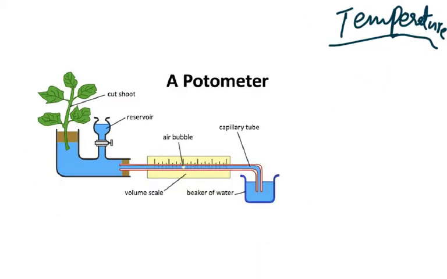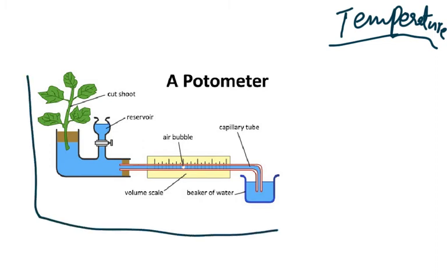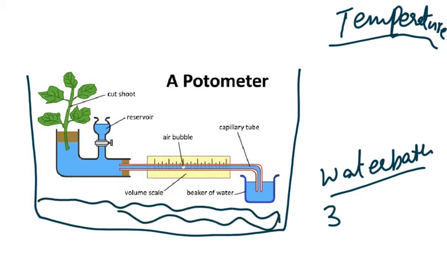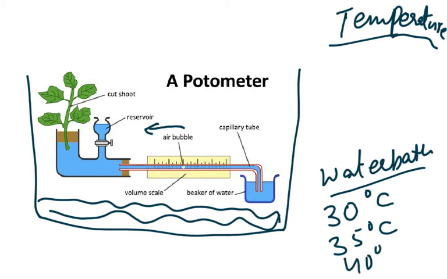Then we study the effect of temperature on the rate of transpiration, and for this you'd have to place this in a water bath. This water bath would of course be maintained at different temperatures, depending on what temperatures you want to take. So 30 degrees Celsius, and then you measure the movement of the air bubble, and then you measure it at 35 degrees Celsius, then at 40 degrees Celsius, then at 45 degrees Celsius, and then at 50 degrees Celsius. I've always said you use 5 temperatures.